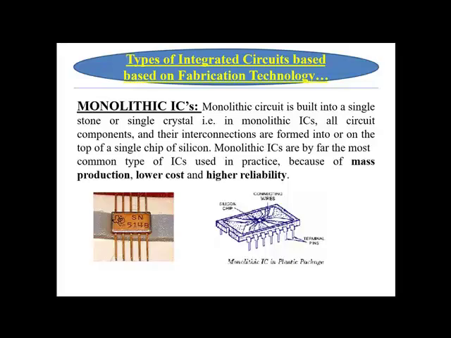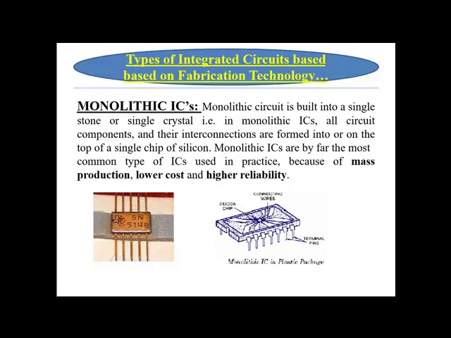As the entire circuitry and its interconnections are made on a single crystal silicon, fabrication of the monolithic IC is much easier compared to other types of ICs. In that case, we can produce it in mass production. Because of that, cost will be reduced. The entire circuitry is fabricated on a single piece of silicon, so it increases the reliability of the circuit.